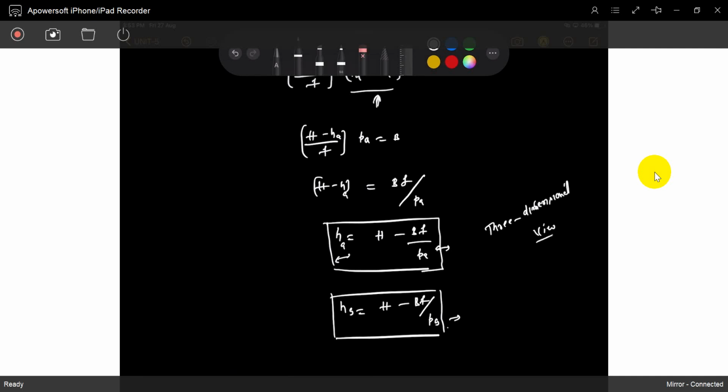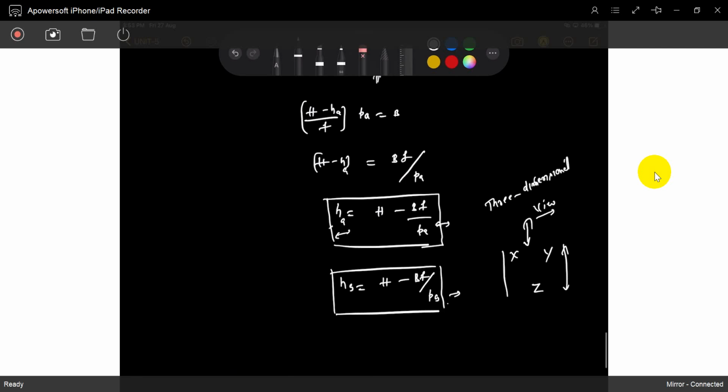Three-dimensional view: capital X, capital Y, and also Z, three dimensions. By the photographs you will get the three-dimensional view, and you will also get the height from the parallax error. So you also know the x and y coordinates from the parallax.